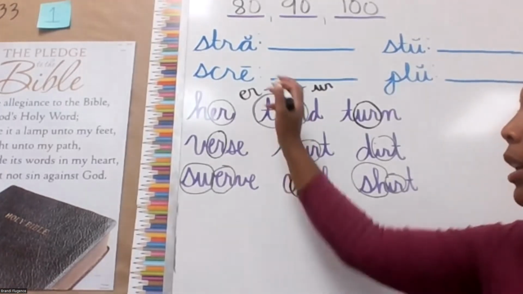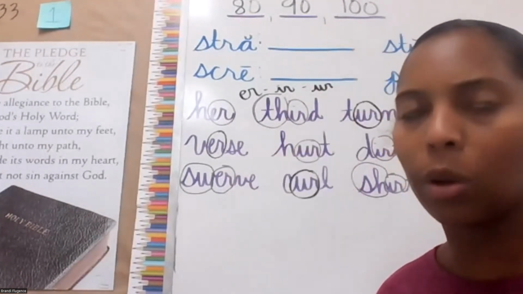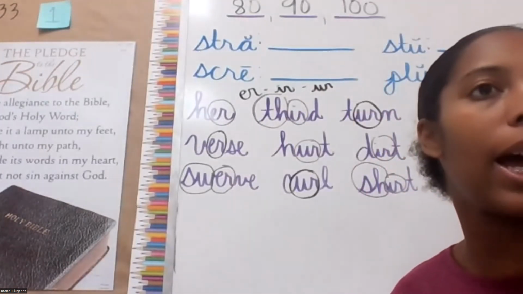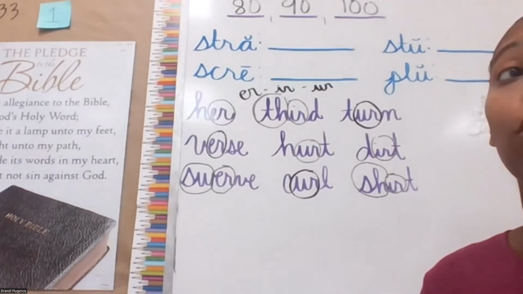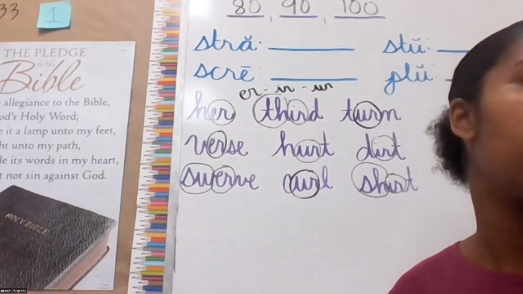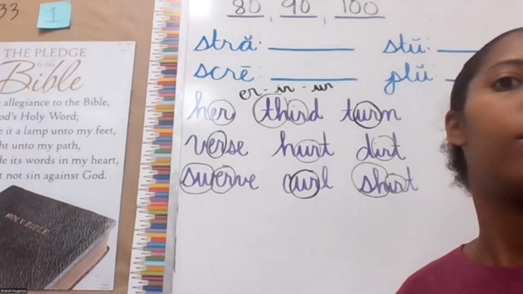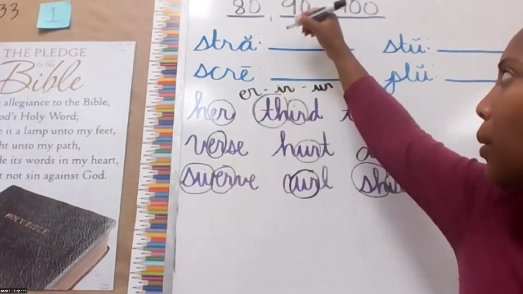ER, UR, and IR. Good. So let's go ahead and go over our blends. Let's create words. So I have stra. What's the word I can create with stra? Strap.